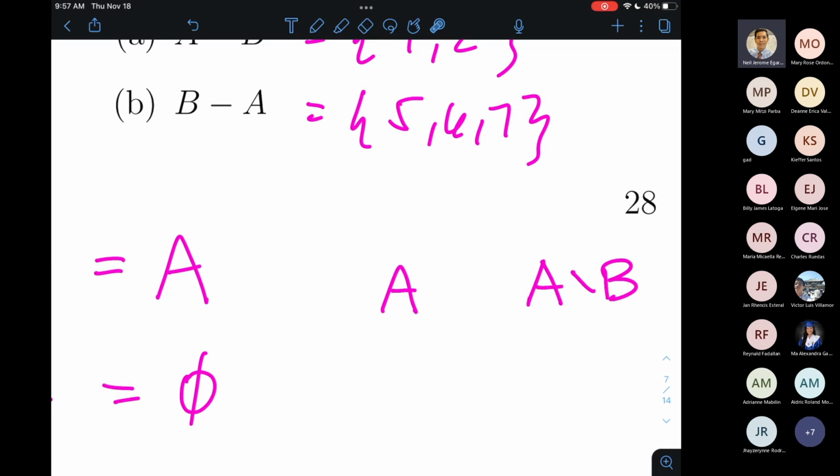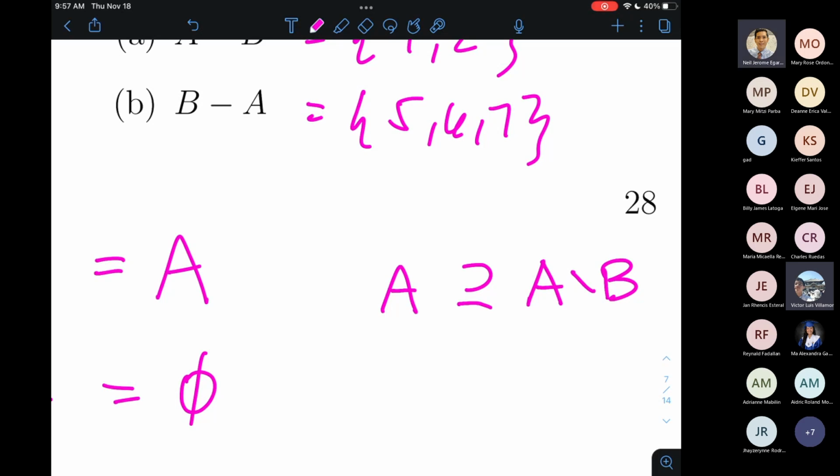Sige, Victor Luis, may subset relation ba dito sa dalawang sets na to? Hello, sir. Marinig ako, sir. Yep. Hi. Most likely, ang subset dito would be A minus B, kasi they're from both set A. You already took away some elements which are part of the set B. So in comparing the two, there would be most likely less elements left in set A.